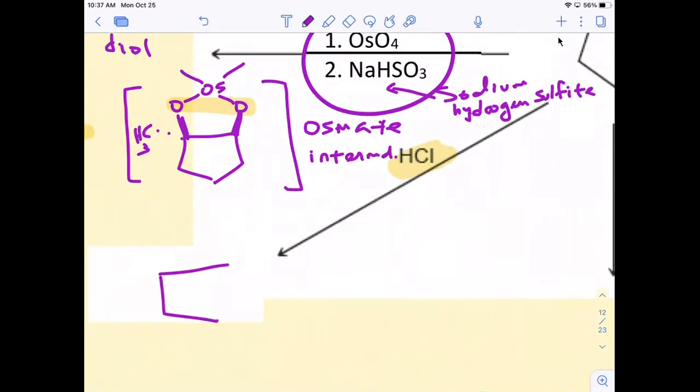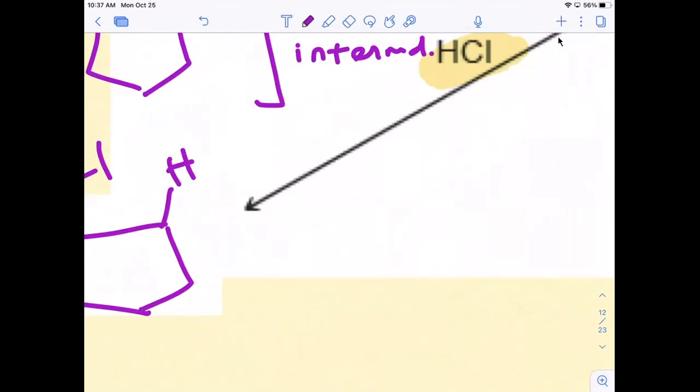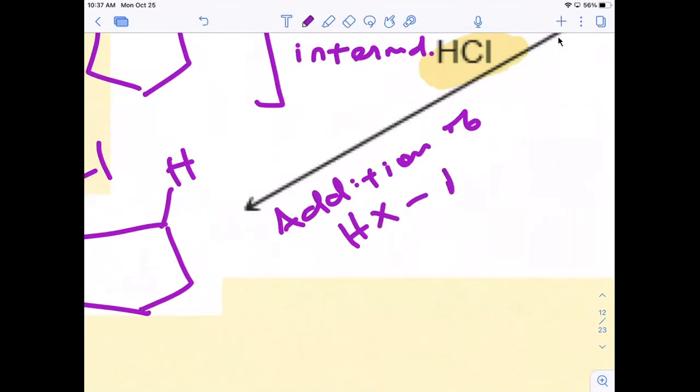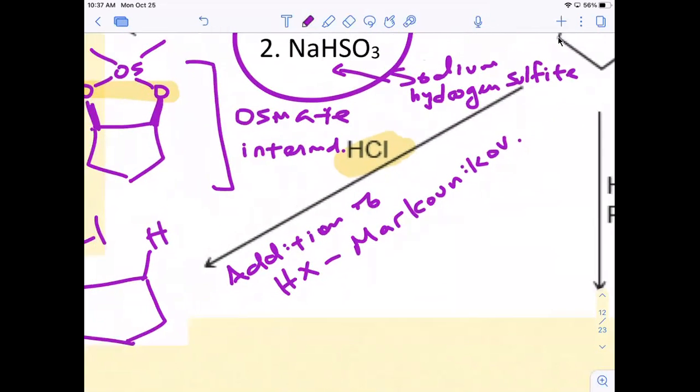I think it's on the most substituted because of Markovnikov's rule. Markovnikov, good. Yeah, and the hydrogen from the HCl is going to go here on the least substituted side. You're right. This is addition of HX, and it is Markovnikov. All right.